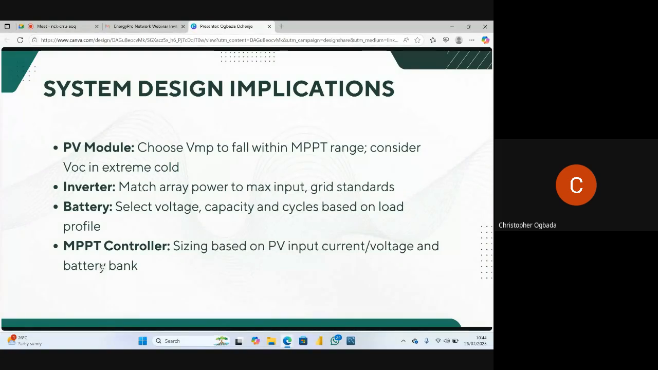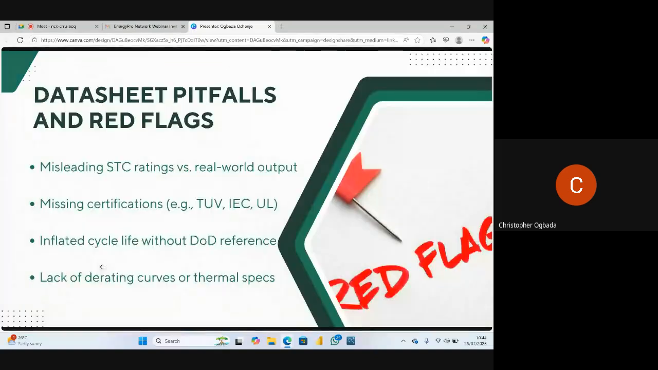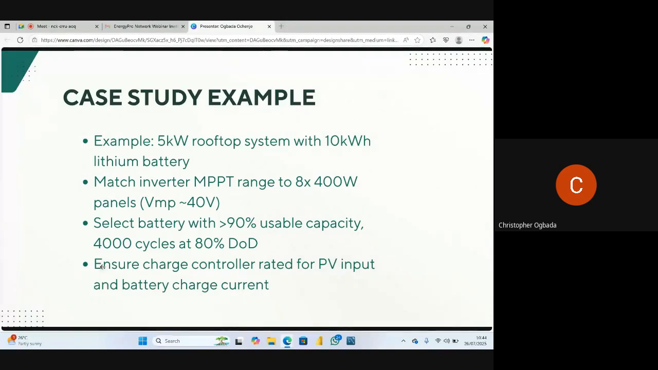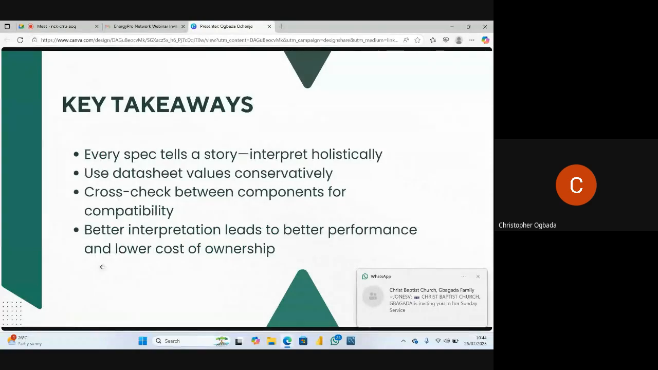Choose your PV module. I've mentioned that before. Your inverter must match with your battery voltage, and the rest must match with your load and all that. I've talked about this, right? We will not really have time to do this. Maybe we'll share this slide with those that are online, because it's a case study example.